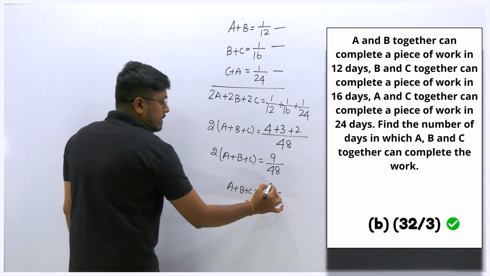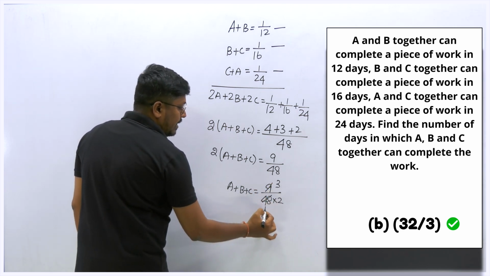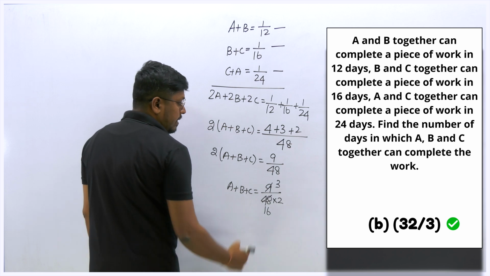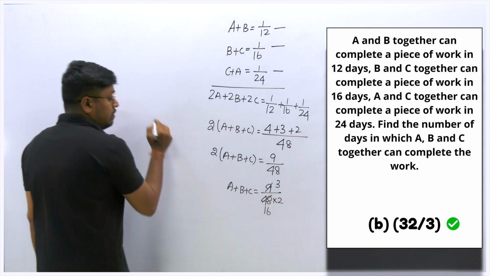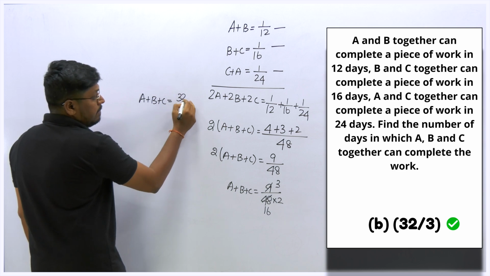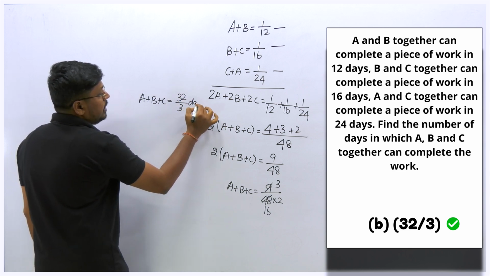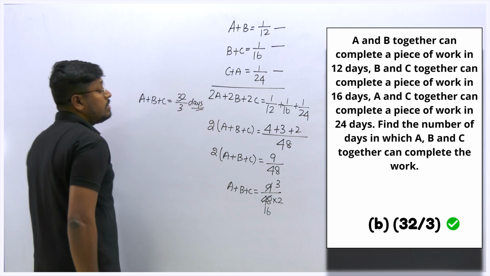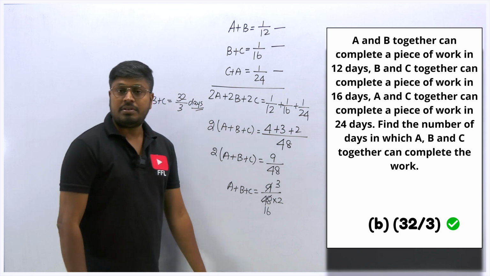So now we can cancel it. 3 3s are 9. So 1 3s are 3, 6 3s are 18. So 16 into 2 will be 32. So we can say that if all the 3 persons are working, they can complete a piece of work in 32 by 3 days. So this will be the answer for this question, right?